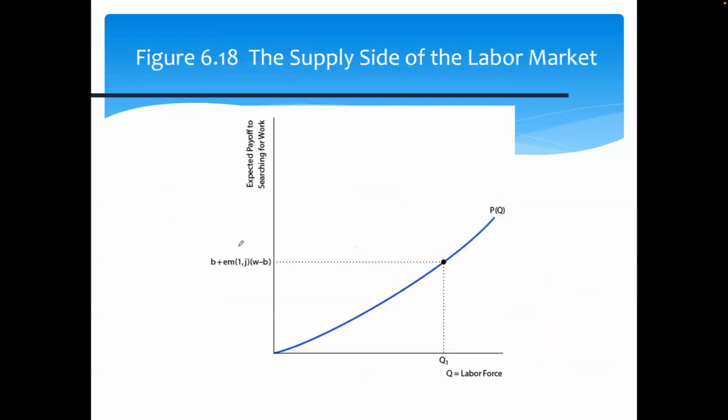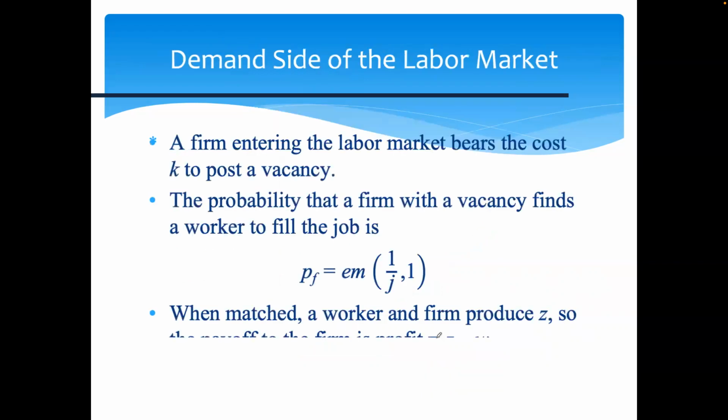Now, this is from the consumer side. In other words, this equation, this graph, tells you the consumer's behavior. This is the value coming out of the labor market for all of the workers, and that determines the size of the labor force. Now let's look at the firm side.